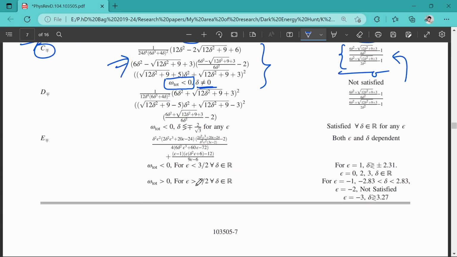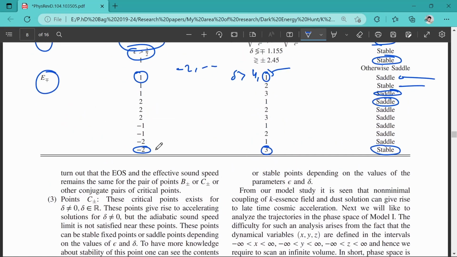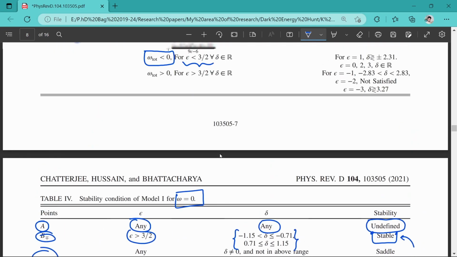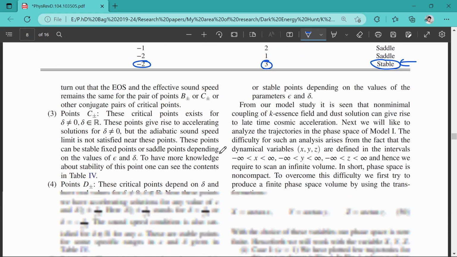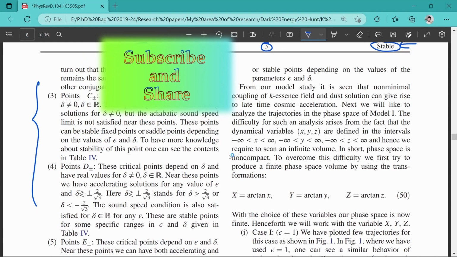Okay, so as you can understand here, omega total can become negative for epsilon again less than 3 by 2, so it is taking care of negative values. If we have minus 1.5 and delta is 3, it is stable. So it says that this E minus plus can render stable solutions. Okay, so these are the descriptions of all the points that I have described to you.